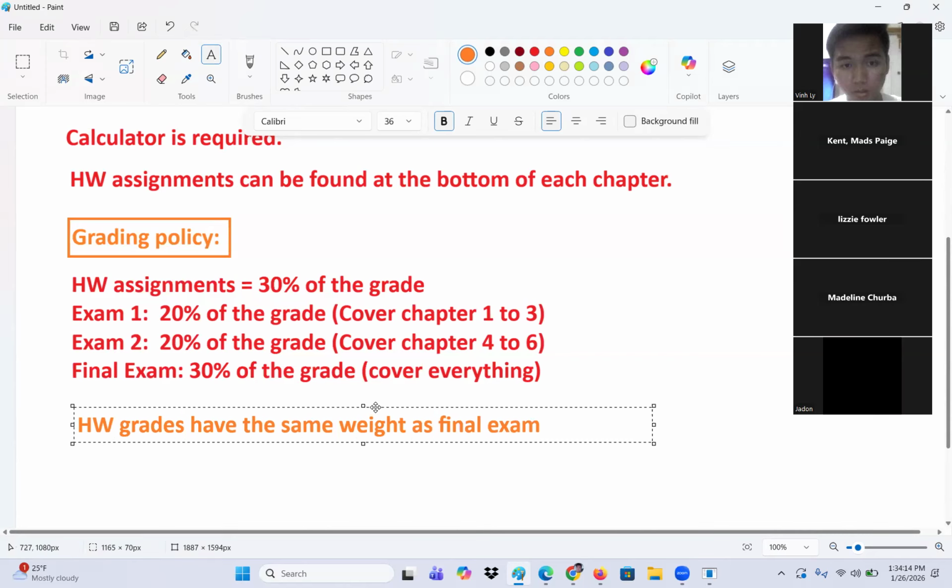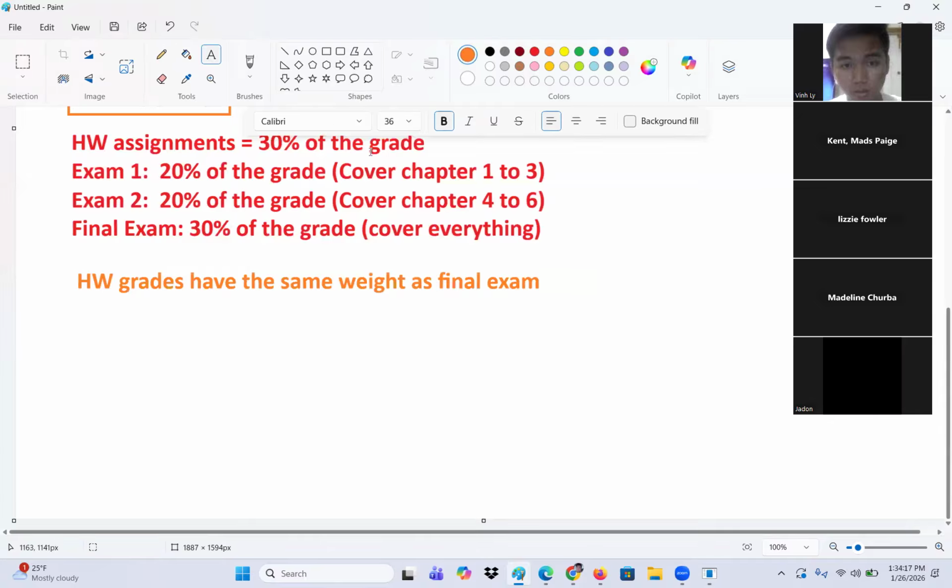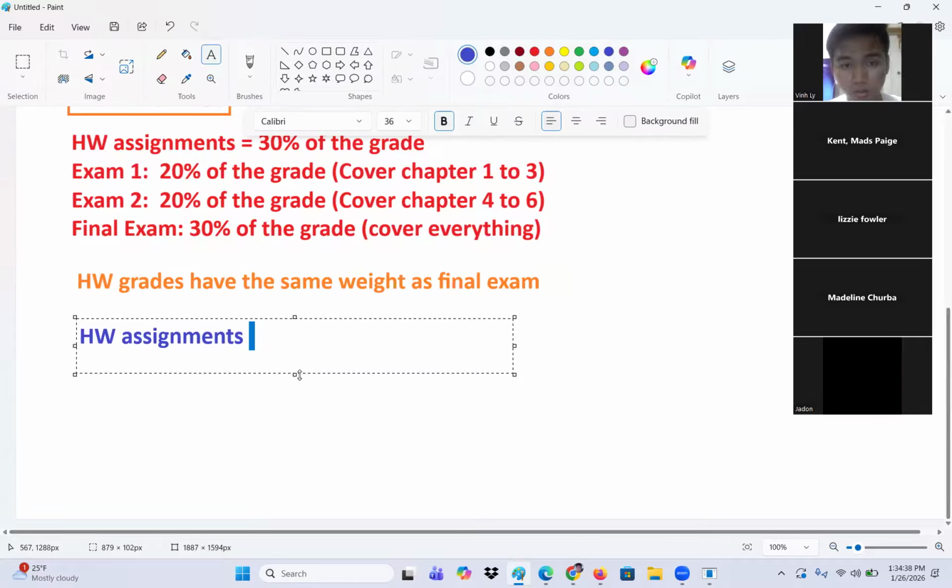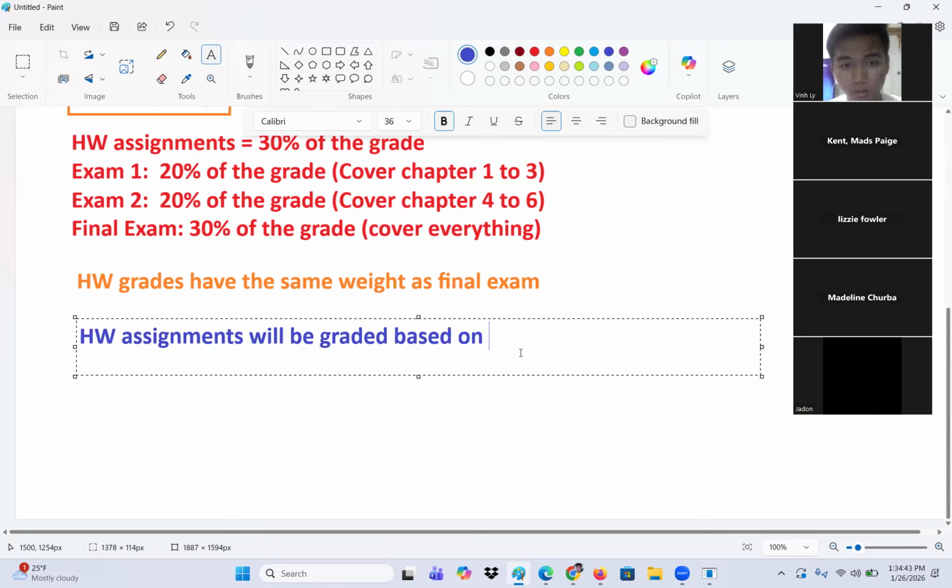So it's very important that you submit your work and double check the answers when you submit it. Homework assignments will be graded based on 50% completion and 50% correctness.